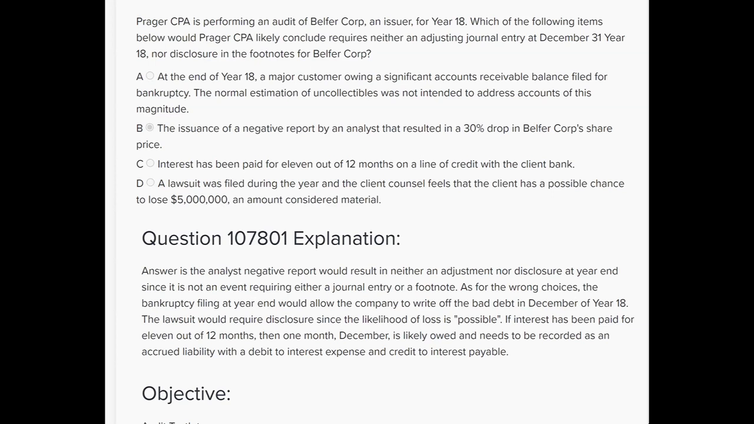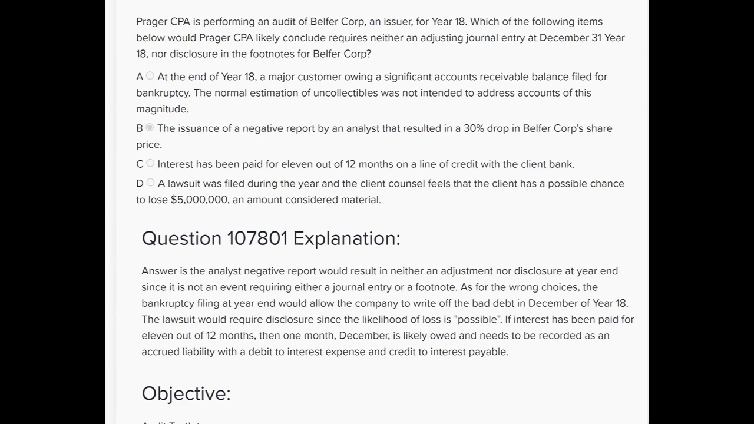D, a lawsuit was filed during the year and the client counsel feels that the client has a possible chance to lose $5 million, an amount considered material. So possible, not probable, means we don't need a journal entry at year end, but possible chance, and it's considered material and we've estimated it to be $5 million, we're certainly going to need to disclose it as a footnote.